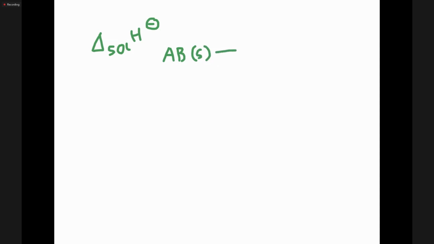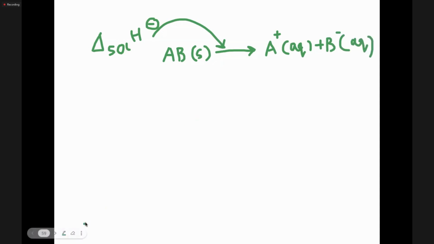And if it is undergoing this solution process and the energy change is delta H solution, we will find A plus aqueous plus B minus aqueous. The solvent is taken as water because water is one of the most universally accepted solvents. So we have the equation: AB is a solid which is dissolved in a suitable solvent, and we are getting A plus cation and B minus anion. Now, how can we break down the equation?